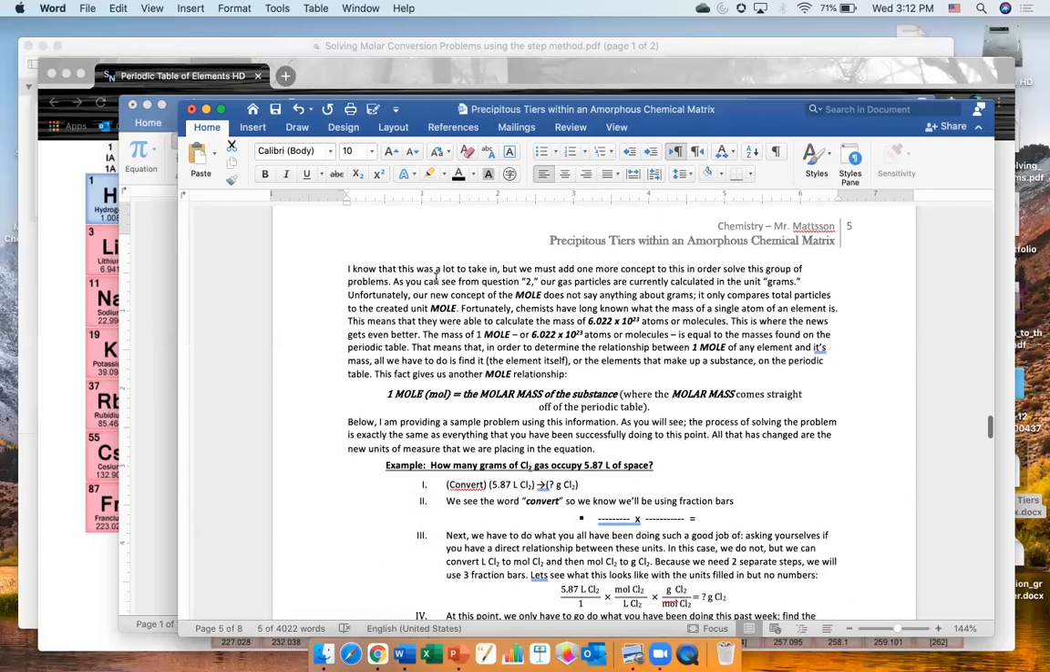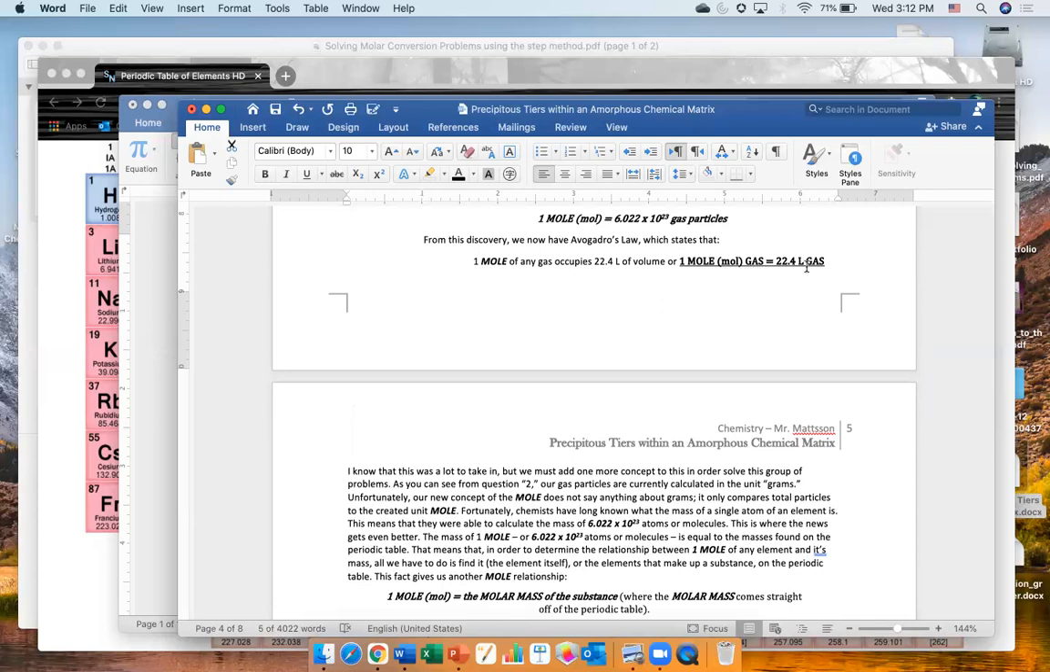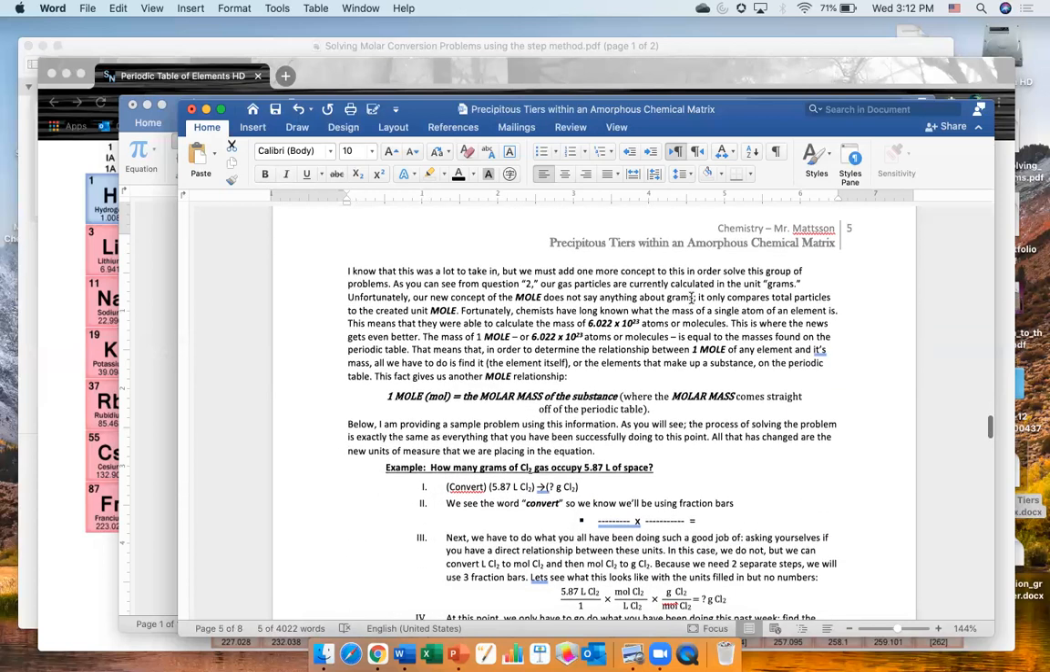I know this is a lot to take in, but we must add one more concept to this in order to solve this group of problems. As you can see from question number 2, our gas particles are currently calculated in the unit grams. Unfortunately, our new concept of the mole does not say anything about grams. Our concept up here, 1 mole of gas equals 22.4 liters, is not talking about grams yet, but if you remember back to last class, you know where this is going. Let me see, where was it? It only compares total particles to the created unit mole.